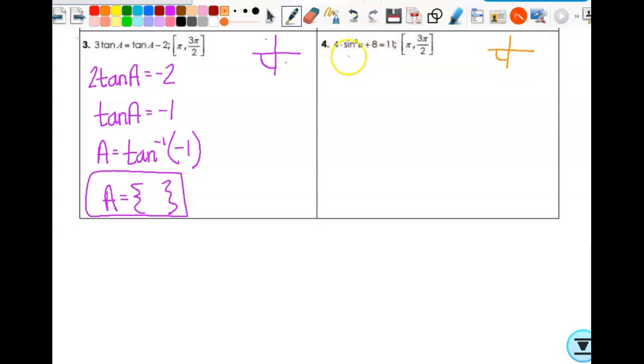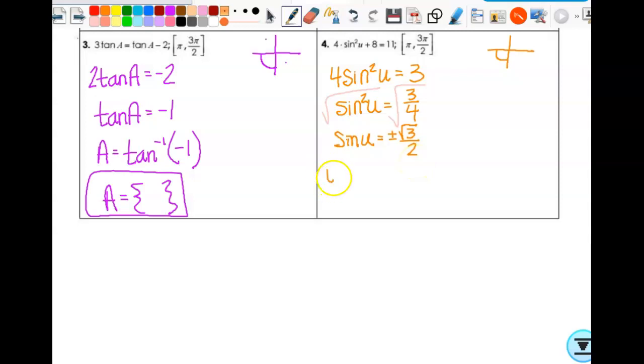So I have 4 sine squared u plus 8 equals 11. I'm going to subtract 8 from both sides, so I get 4 sine squared u equals 3. Then I would divide by 4, so I get sine squared u equals 3/4. I don't want sine squared u. I want sine of u, so what do I do? How do you undo the squared? Square root. So I'm going to take the square root of both sides. When I do that, I get the sine of u equals plus or minus the square root of 3 over 2.